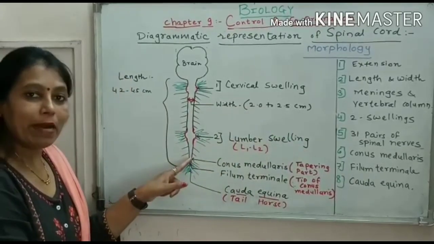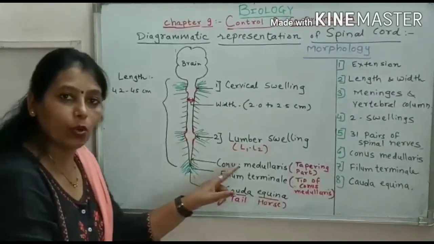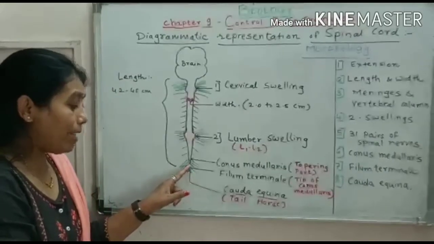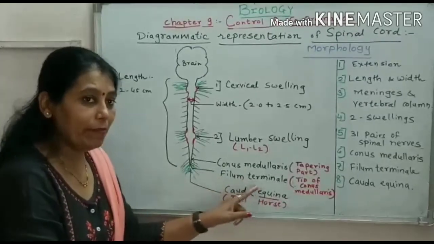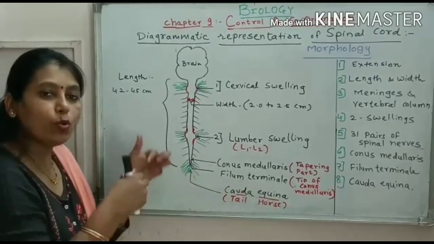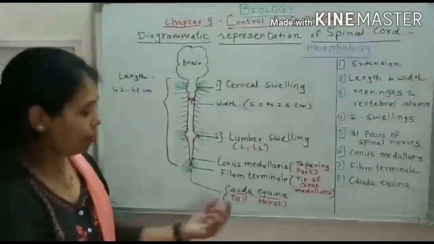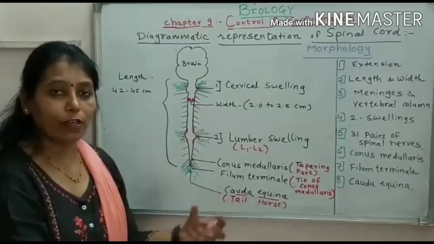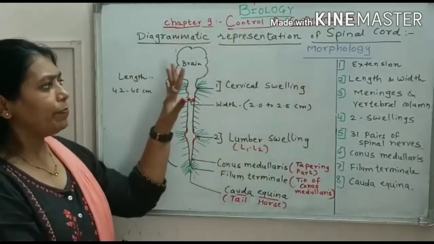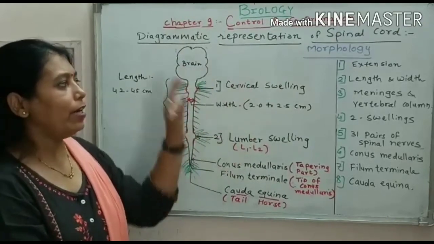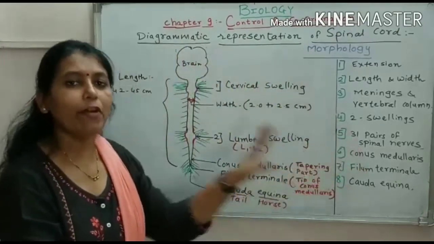Now the tapering part or the conical part is called conus medullaris. The end part, the tip part, is called filum terminale, and this structure which looks like a tail is called cauda equina because it looks like the tail of a horse. So this is all about the rough idea about the morphology of the spinal cord.